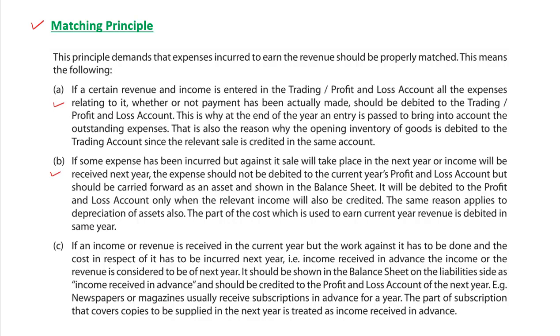Next, if some expenses have been incurred but the sale against it will take place next year, or the income will be received next year, the expense should not be debited in the current year's profit and loss account, but should be carried forward as an asset and shown in the balance sheet. It will be debited to the profit and loss account only when the relevant income has been credited. The same reason is applicable to depreciation of assets also. The part of the cost which is used to earn current year revenue is debited in the same year, and so on.